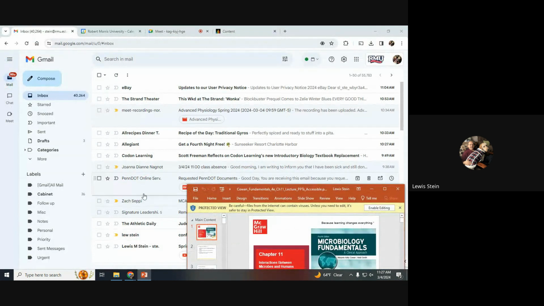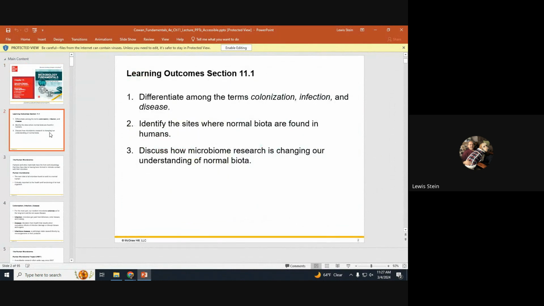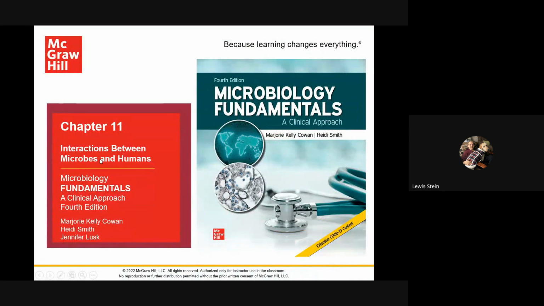Okay. And now we begin the new unit. It's entitled, as you can see here, Interactions Between Microbes and Humans. This is how they affect us. It involves how it causes damage. It involves how we transmit it. It involves aspects of epidemiology.